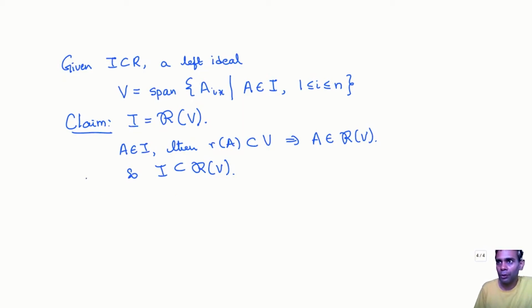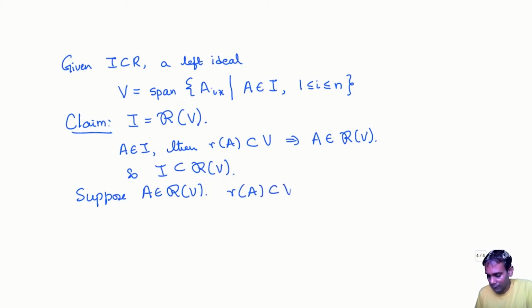So suppose A belongs to R(V). Then each row of A, so in particular the row space of A, is contained in V, which means that each row of A lies in V.